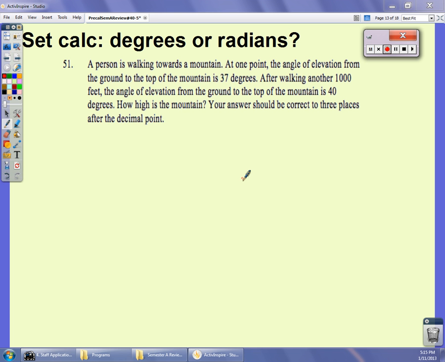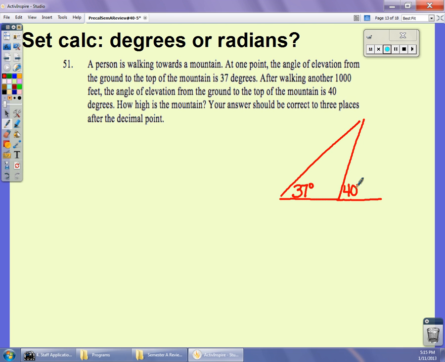In number 51, a person is walking towards a mountain. At one point, the angle of elevation from the ground to the top of the mountain is 37 degrees. After walking another 1,000 yards, the angle is somewhat steeper and is now 40 degrees. They ask you to find the height of the mountain.